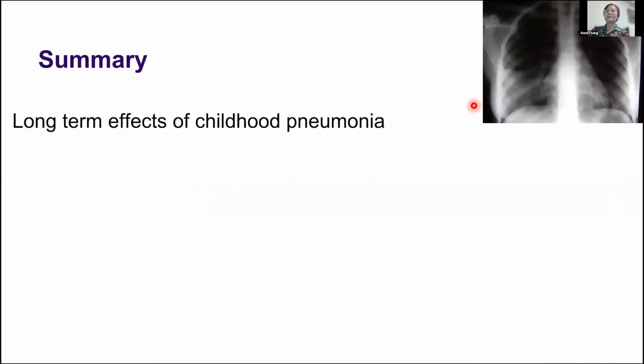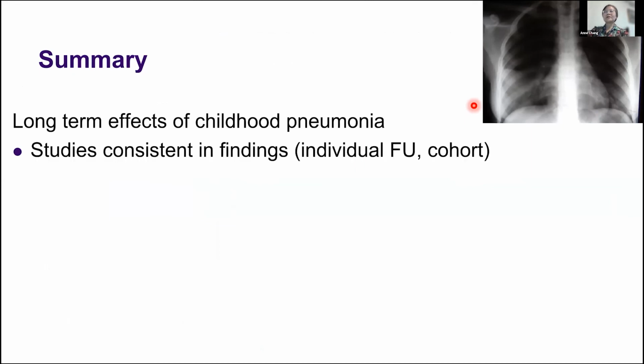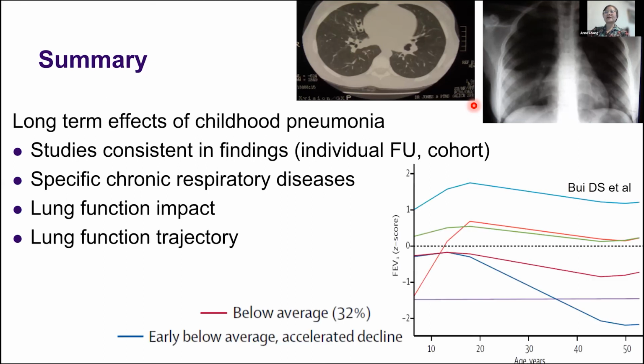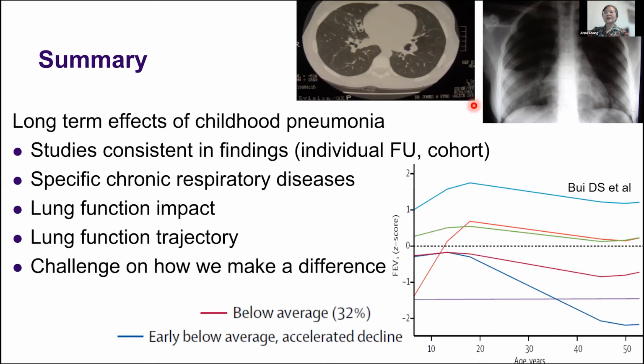So in summary, I hope I've shown you the long-term effects of childhood pneumonia. The studies are consistent across the decades, whether you look at individual follow-up or cohort studies. If you look at chronic respiratory diseases, preceding pneumonia is an important etiological factor. It impacts on lung function, and very importantly, pneumonia also impacts on lung trajectory. And we can make a difference to these children's lives.